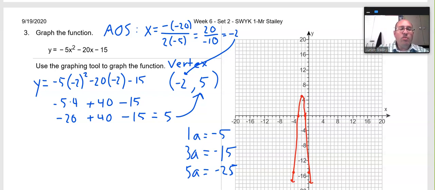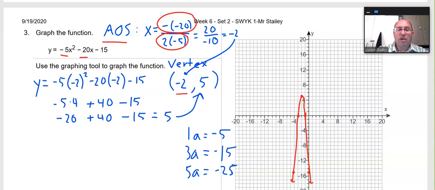So we have an a value of negative 5 and a b value of negative 20. Remember, when you do opposite of b, that becomes a positive. 2 times a is a negative. So we ended up with x equals negative 2 as your vertex, or as your axis of symmetry.